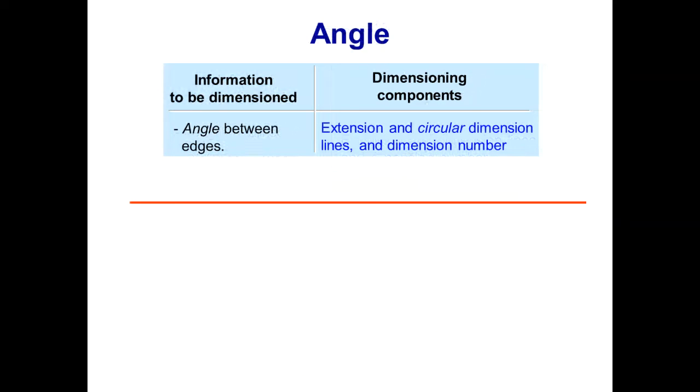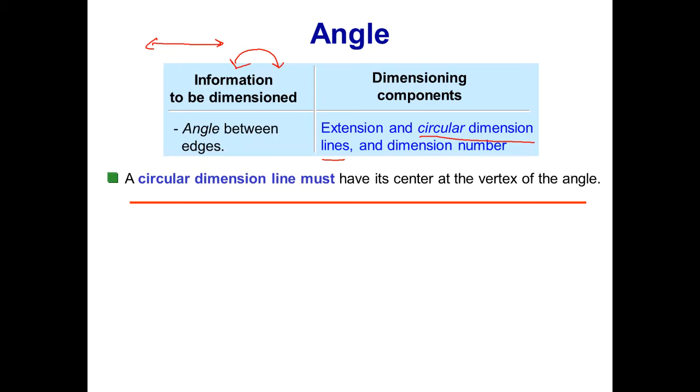Then for example, if you have to dimension an angle, the information to be dimensioned is the angle between the edges. If you have an object which includes an angle and you have to put the dimensioning on that angle, the components you will use are the extension lines, a circular dimension line and the dimension number. The change is only that now you will use a circular dimension line. So far we have been using the dimension line that is linear. Now we have to use a circular dimension line. That is the only difference between the dimensioning of an angle and of a length.